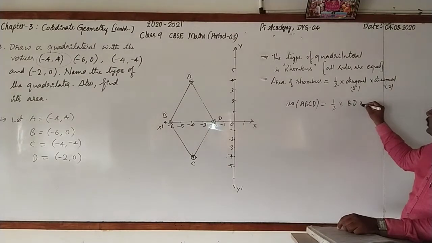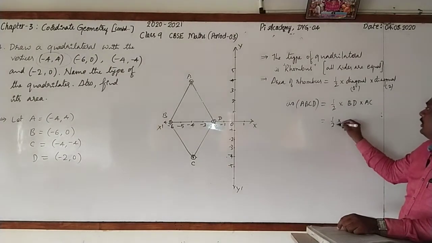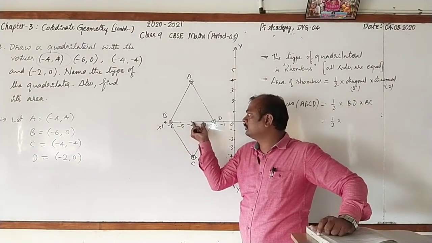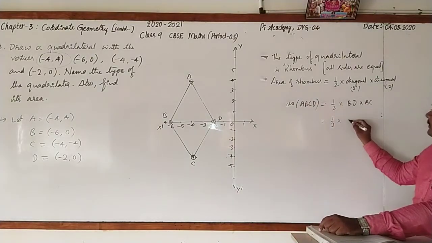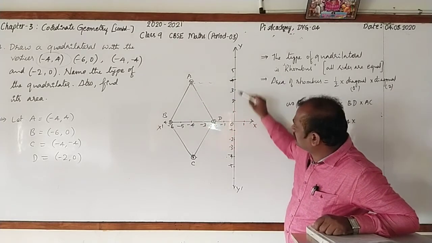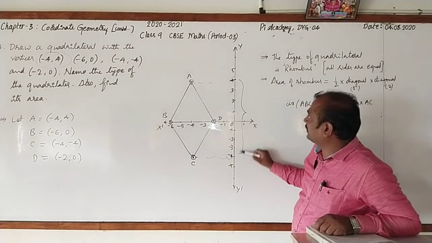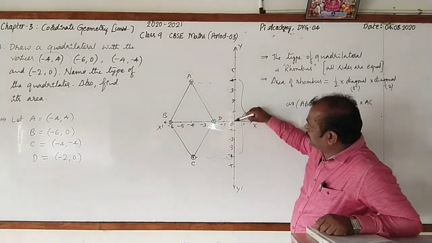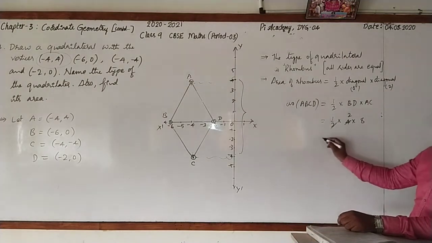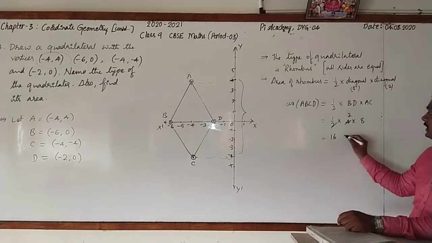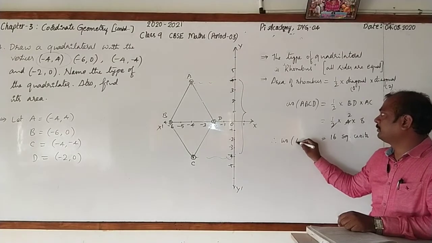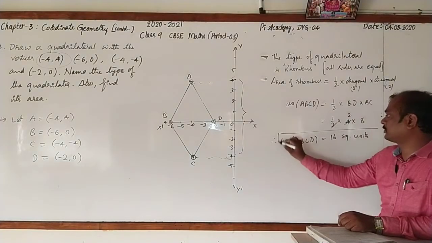So BD into AC, it is equal to half into, what is BD? From B to D, how much is there? 1 unit, 2 units, 3 units, 4 units. And AC, from here to here, how much? Count. 1, 2, 3, 4, 5, 6, 7, 8. Now cancel. 2s are 16. 16 square units. So therefore, area of rhombus ABCD is 16 square units.